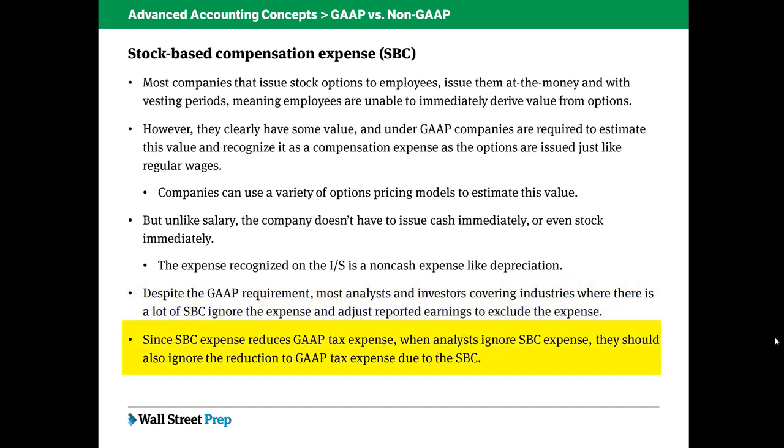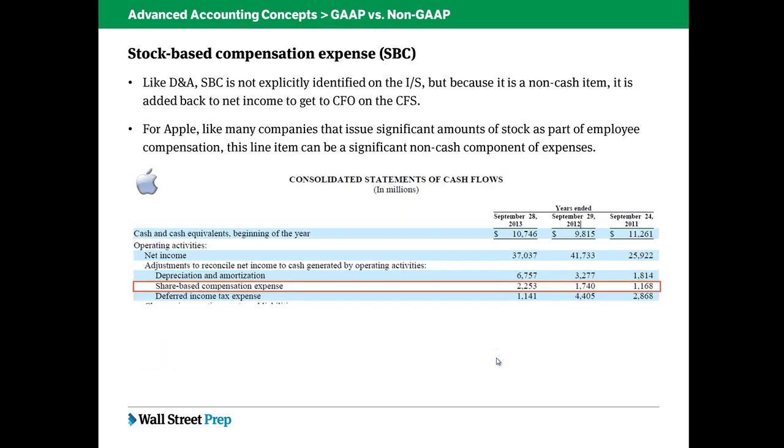Now, since stock-based compensation expense reduces GAAP tax expense, this is another nuance of what happens when you ignore stock-based compensation expense, as most analysts do. Because stock-based compensation expense reduces GAAP taxes, when analysts ignore stock-based compensation expense, they should also ignore the reduction to GAAP tax expense due to the stock-based compensation. If you're going to pretend like the company that you're analyzing doesn't have stock-based compensation expense, you should also pretend like the company doesn't get a tax benefit from having this expense.